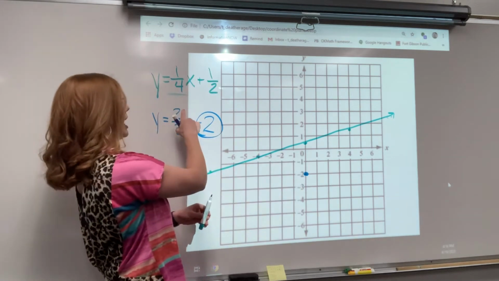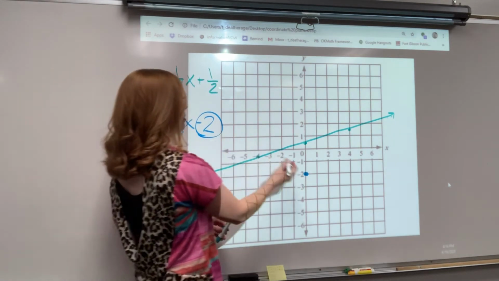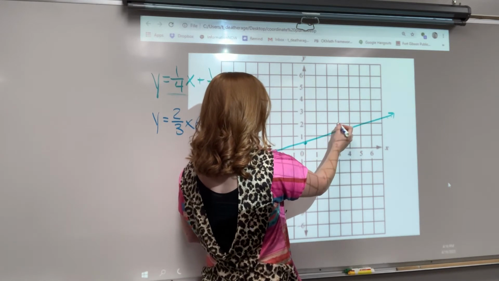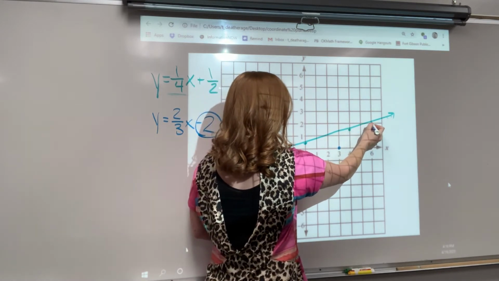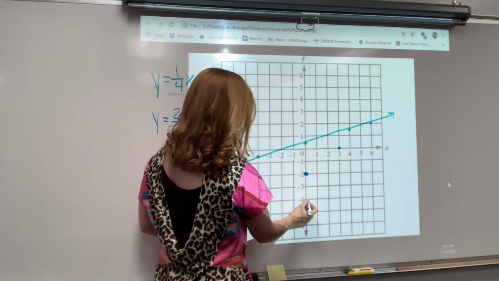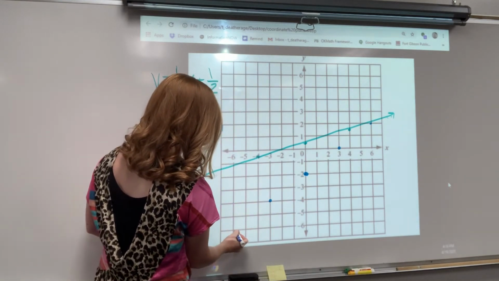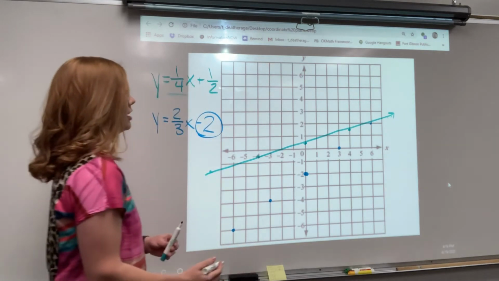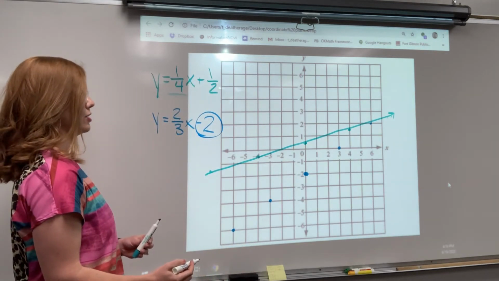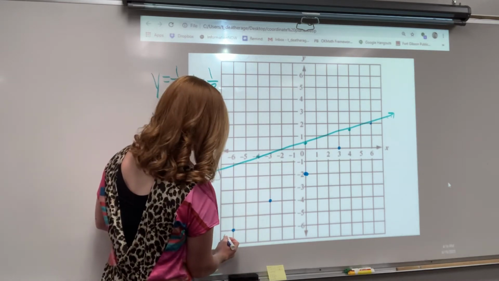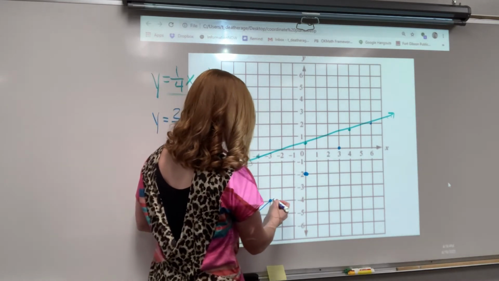From there, do rise over run with my slope. So I'm going to go up 2 over 1, 2, 3. Up 2 over 1, 2, 3. I could go down 2 over 1, 2, 3. Down 2 over 1, 2, 3. Whew. This might get tricky, y'all. So now I'm going to draw my line.